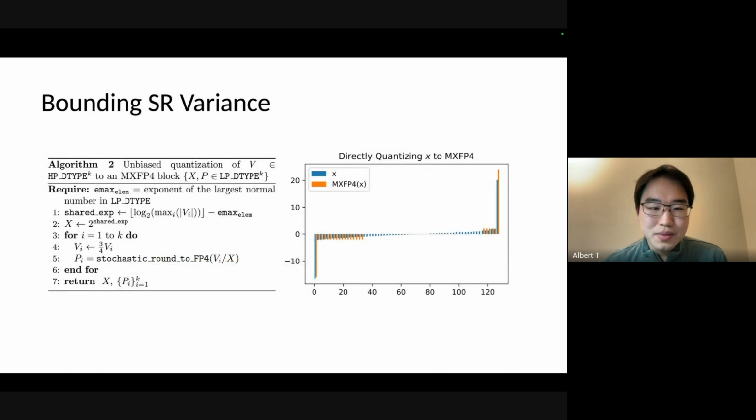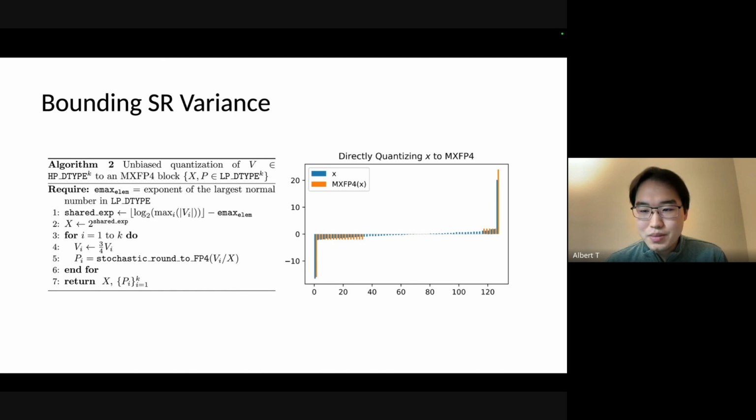Right. So you can do stochastic rounding. This is algorithm 2, our modified version. Line 4 does the scaling by 3/4, and line 5 does the stochastic rounding. If you do this by itself, it already gives you unbiased gradient estimates, and technically you could just go on and use this. But we also want to bound the variance of stochastic rounding.